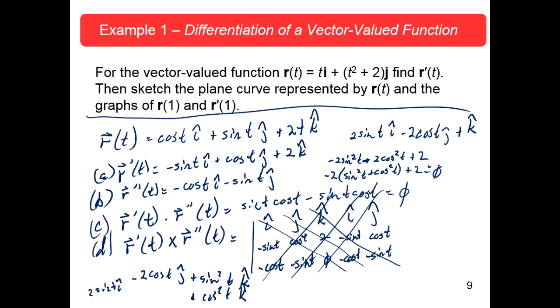It's always a vector. And they have it in the book: 2 sine t i minus 2 cosine t j plus k. Perfect. How are we doing on time?